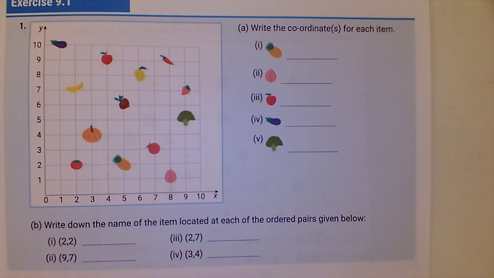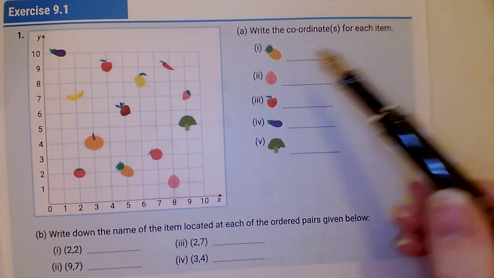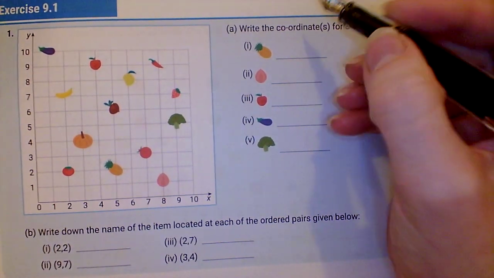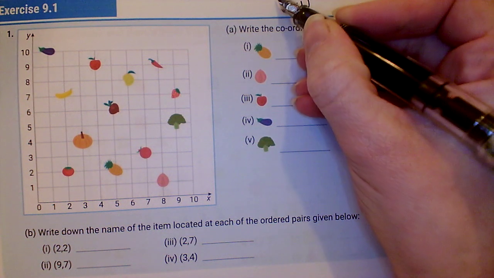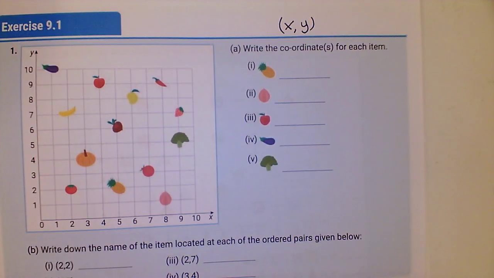So in the meantime, we're just going to move on with coordinate geometry. And this is the corrections for the homework that you had last Thursday. So you were identifying the coordinates of different things. Let's start with part A. And they want us to write down the coordinates for each item here. So whenever we're asked for coordinates, it's always the x number, comma, the y number, like this.